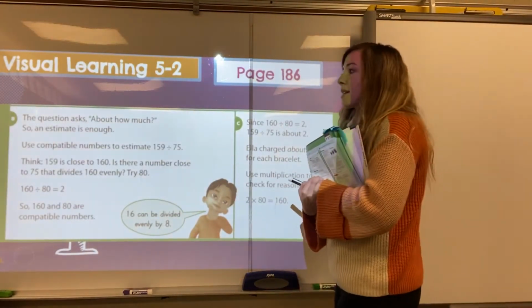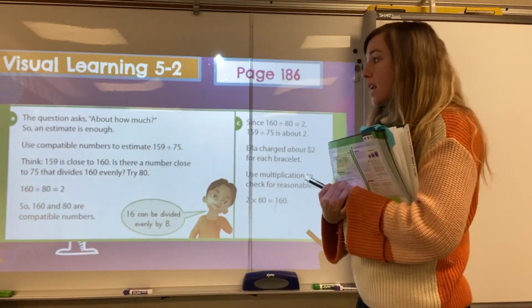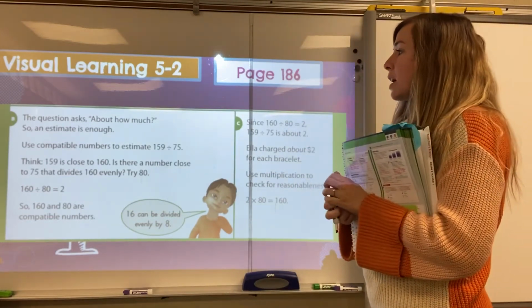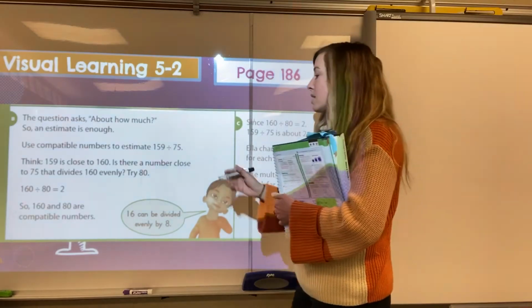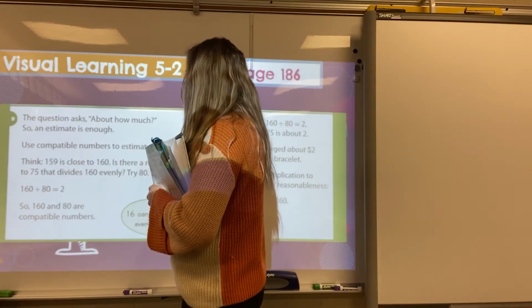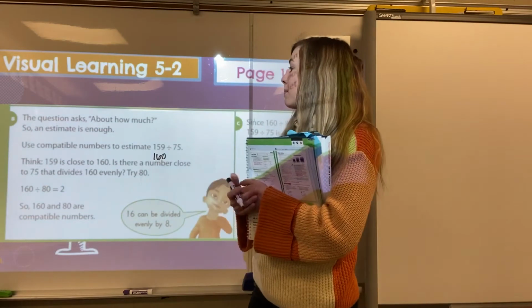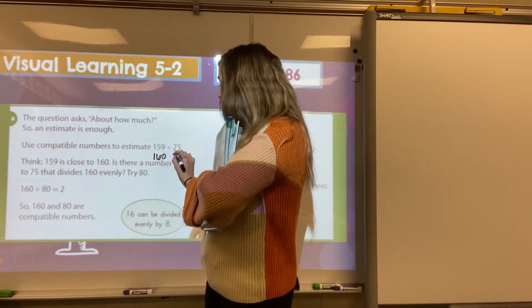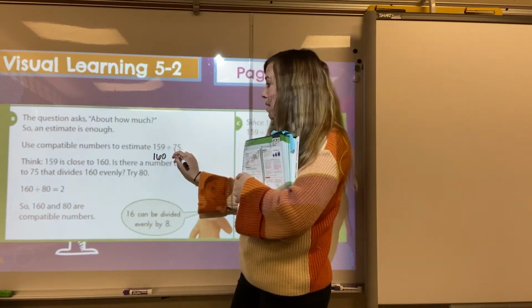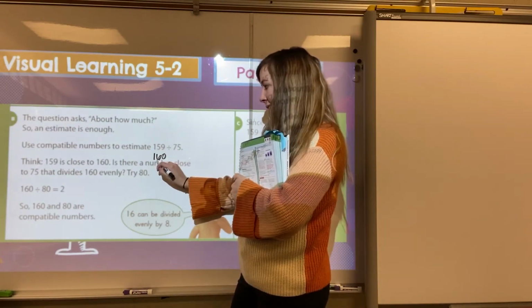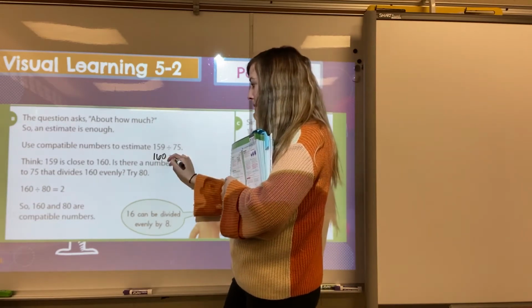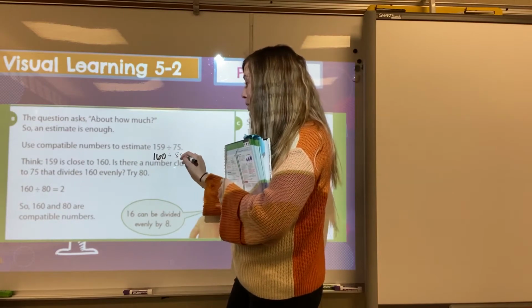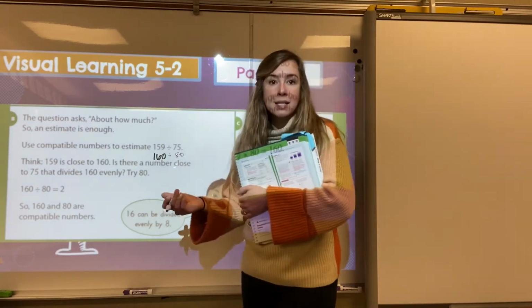So the question asks about how much. So an estimate is enough. Use compatible numbers to estimate 159 divided by 75. So I think 159 is close to 160. So they're rounding that guy to 160. Is there a number close to 75 that divides into 160 evenly? Looking at this first number 7, well, 7 doesn't go into 16 evenly. So I'm looking at those first numbers to piece this apart in my mind. But 8 would go into that. So 75, that's really close to 80, and then I can simplify it down.